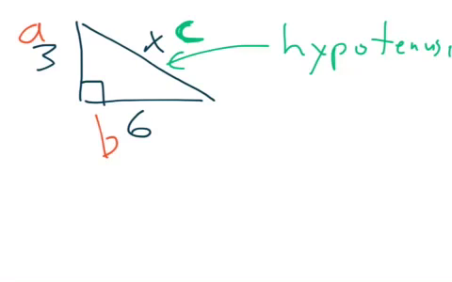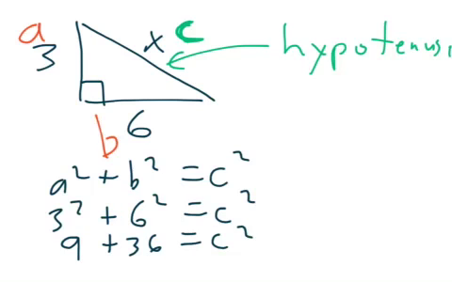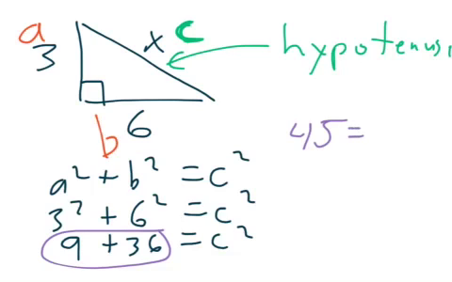So, what's the answer? Well, if A squared plus B squared equals C squared, that means I have 3 squared plus 6 squared equals C squared. 3 squared is 9. 6 times 6 is 36. That equals C squared. And 9 plus 36 is 45. So 45 equals C squared.